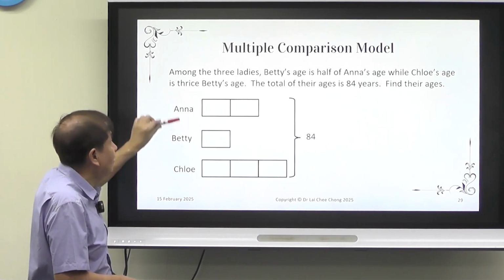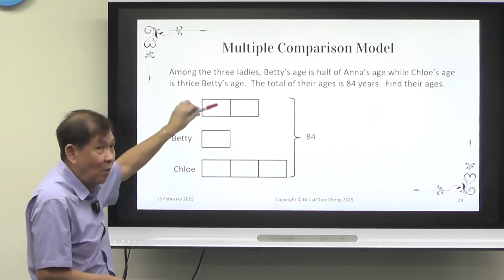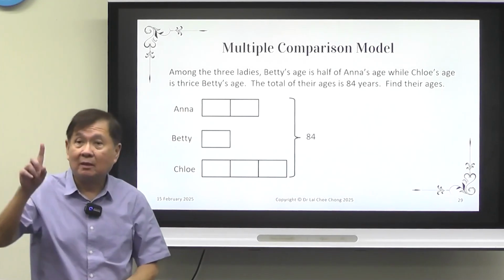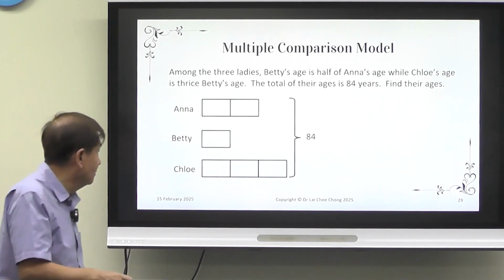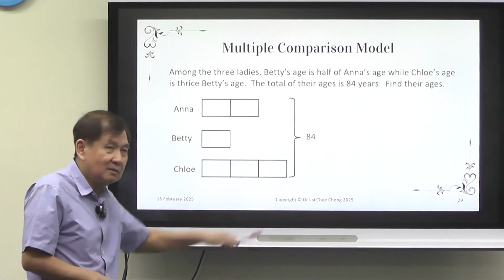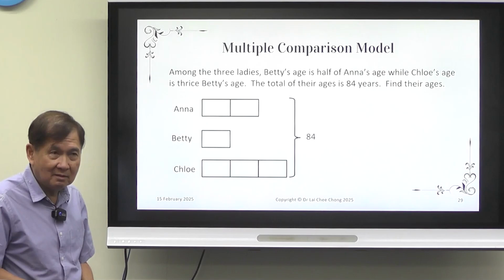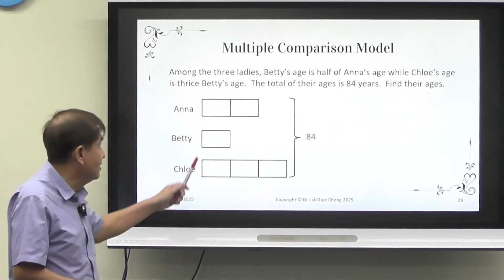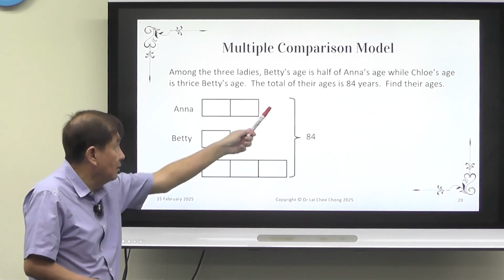Because Betty is half of Anna's age, that means Anna's age is twice Betty's age. Am I right? And Chloe is three times older, so 3 units. I will draw it this way, okay? The total age is 84 years old.